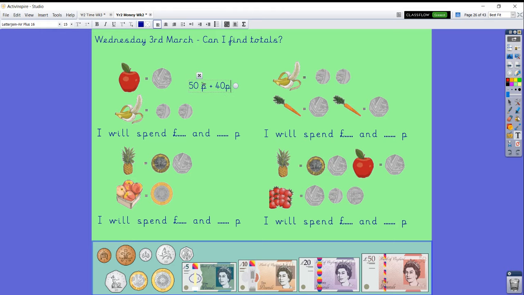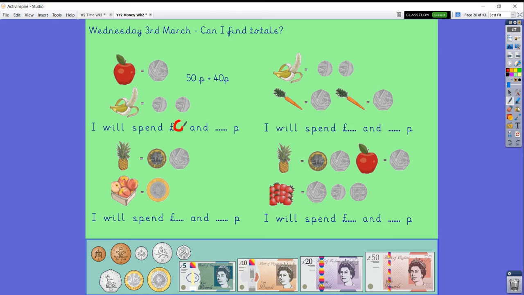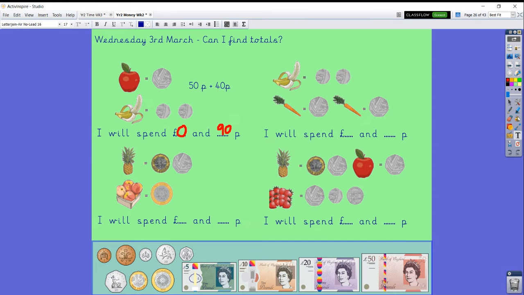So 50p add 40. So 50, count on 4 tens. So 50, 60, 70, 80, 90. So I've got 90p. So I've got no pounds, but I have got 90p. So I will spend no pounds and 90 pence. Have a go and see, press pause and see if you can have a go at the other questions. Off you go. Brilliant. So now you've had a little go, let's come down to this pineapple one. So I've got a £1 and a 50. So that's £1.50. I've got £2.